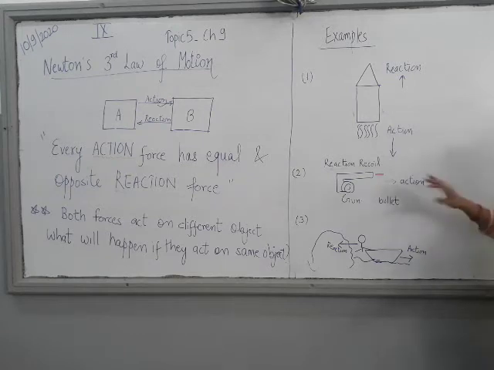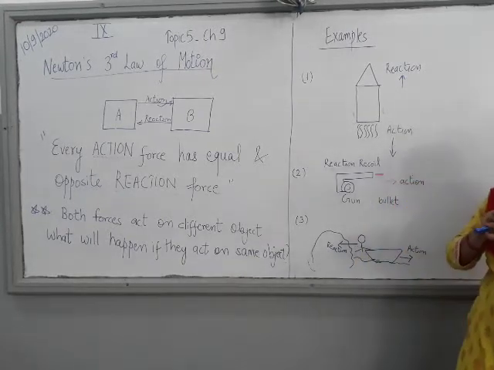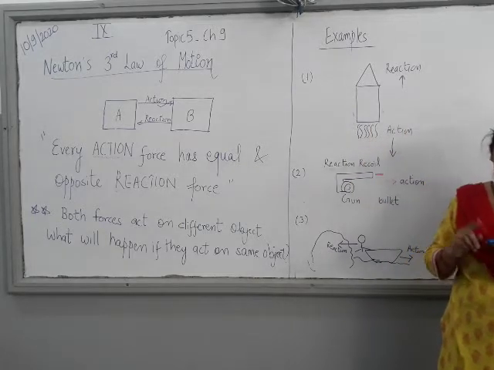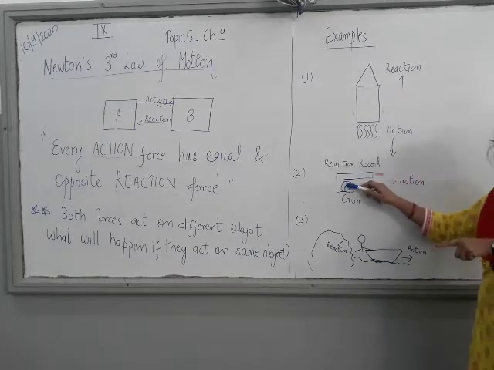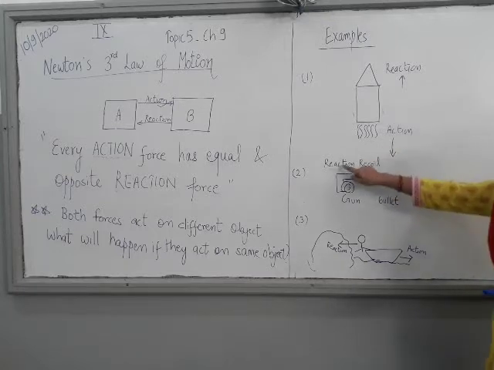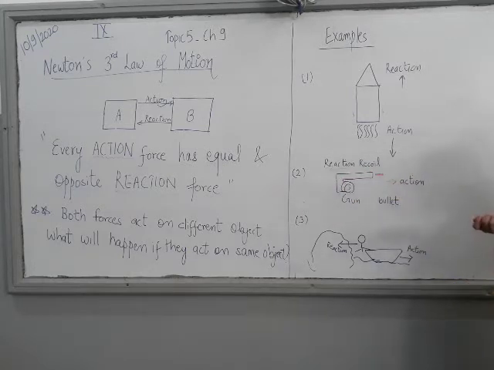The second example is a bullet and a gun. When I shoot a bullet from a gun, this gun exerts a force on the bullet and it goes with very fast speed in the forward direction. In turn, this bullet also exerts a force on the gun, the same amount of force, and the gun gets a little bit of recoil. Recoil means it moves a little bit backward. Here the bullet goes with very high speed, but the recoil, that is the reaction force, has a very small effect. The gun recoils very little.